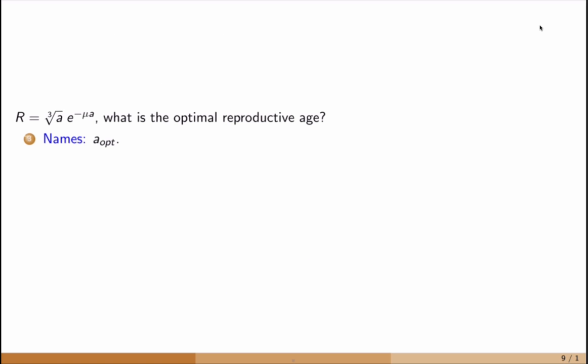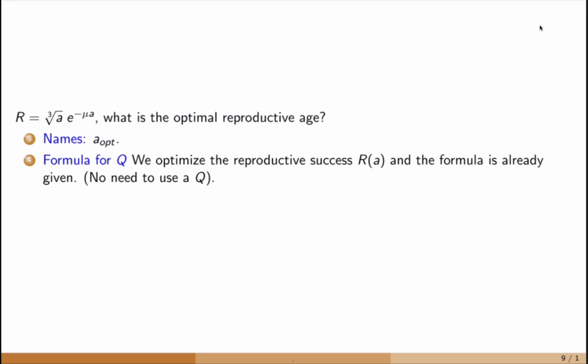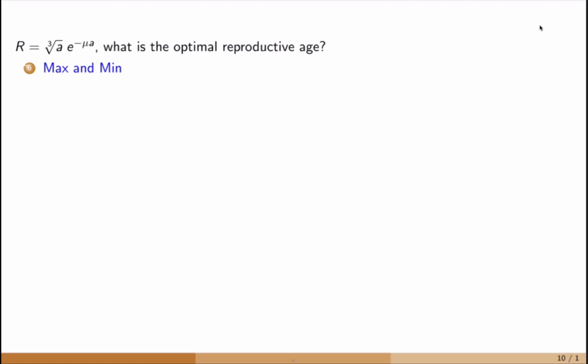Let's introduce names. So you draw names, so names is next. The optimal age is called A opt, and everything else already has a name. We have a growth rate mu, and we have a reproductive success function R. A formula for Q: again we want to optimize the reproductive success R. This already has a name, so there's no need to introduce a Q in this example either. So now we can work on the min and max.